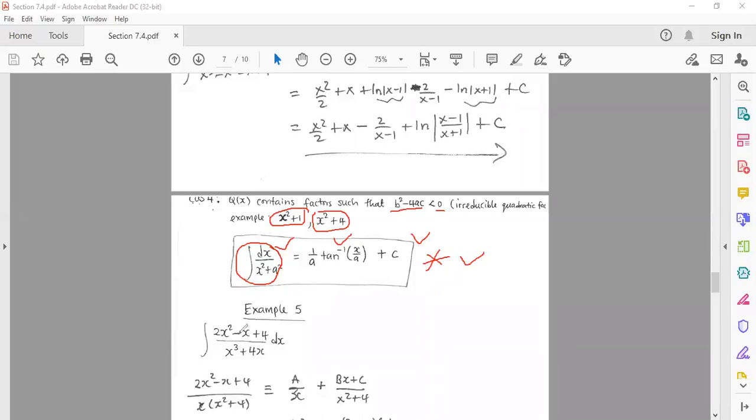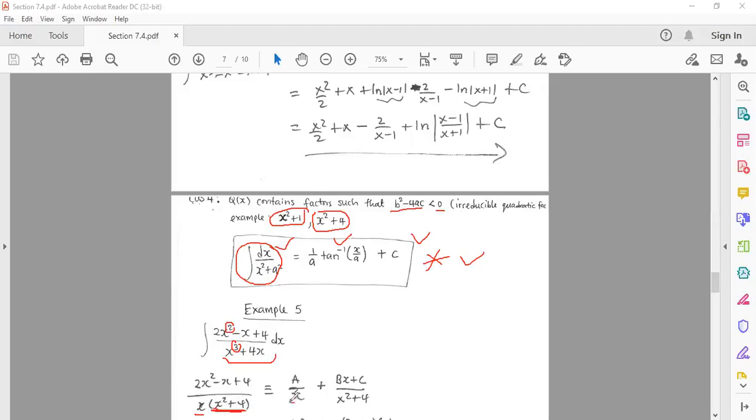Let's look at this example. Notice the power at the top is lower than the power at the bottom. So what comes to mind? Partial fractions. Now, if I try to factorize this bottom piece, x cubed plus 4x, I take out an x, and I'll be left with x squared plus 4. You see, we have a linear factor, but we also have an irreducible quadratic factor.